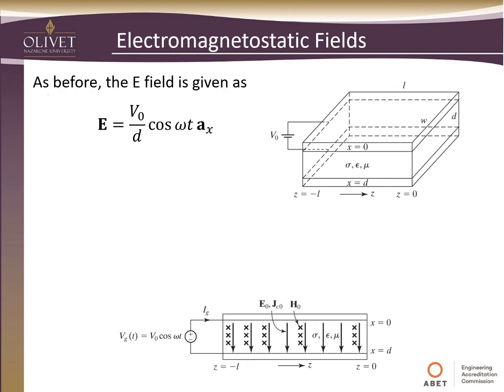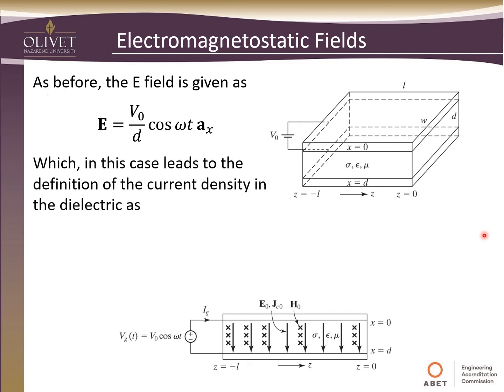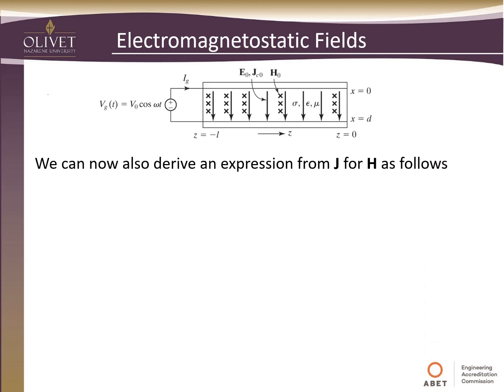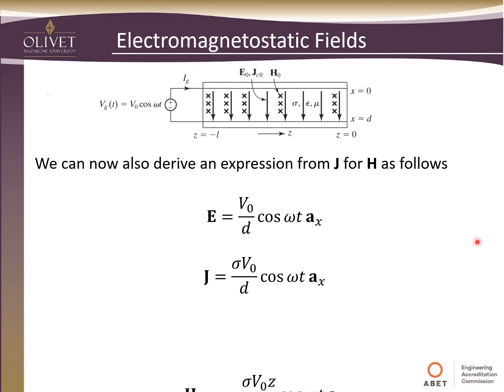As before, the electric field, this is when we're having the resistance. We have V0 over d cosine omega t. In this case, it leads to the definition of the current density, which we just multiply times the conductivity of the material in the middle. And so we can now also derive an expression for our current density in the magnetic field. Our current density, again, we have just multiplied by the conductivity, and then our magnetic field from Maxwell's equations results here.